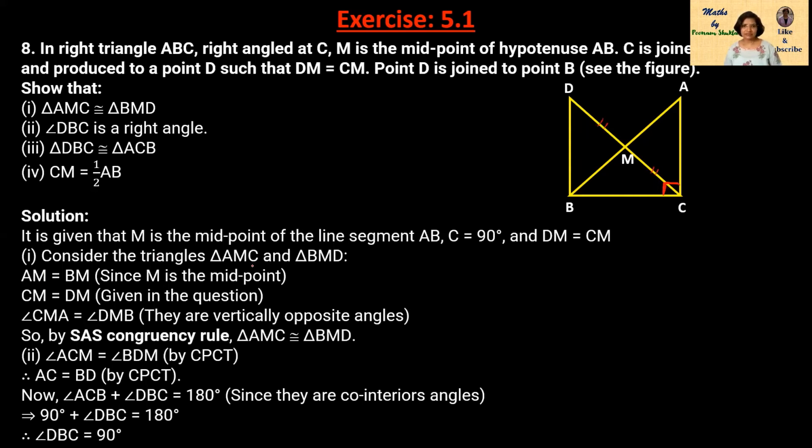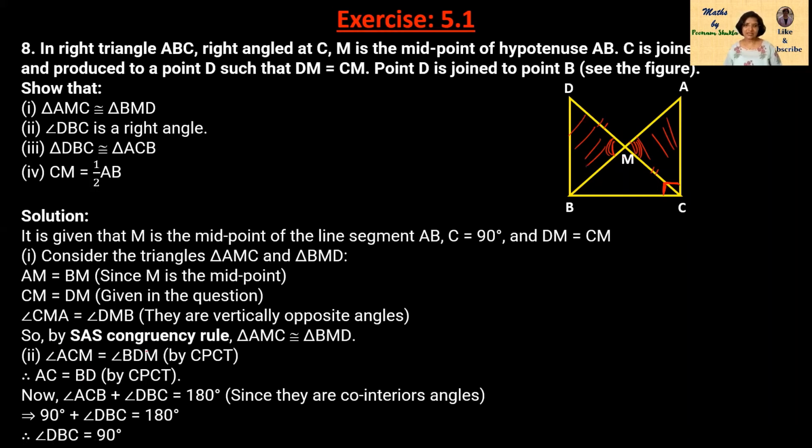Consider the triangles AMC and BMD. These two triangles we have to check. So AM equals BM since M is the midpoint. CM equals DM, given in the question. And angle CMA equals angle DMB. These are vertically opposite angles, so these will be equal.